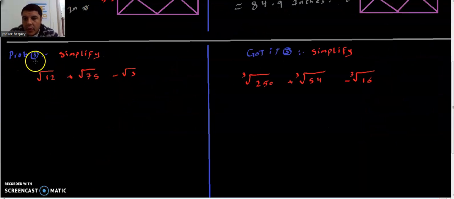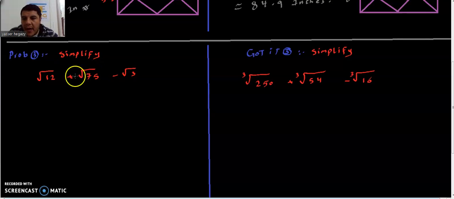Okay, let's complete. Problem number 3, simplify: the square root of 12 plus the square root of 75 minus the square root of 3. So what should I do? Here we have the square root. I need to factorize 12 into two numbers, one of which has a square root, so it will be 4 multiplied by 3. Why 4 multiplied by 3? Why is it not 6 multiplied by 2?